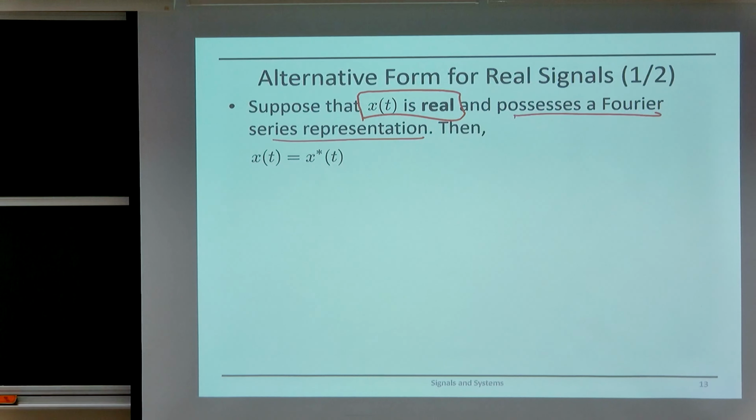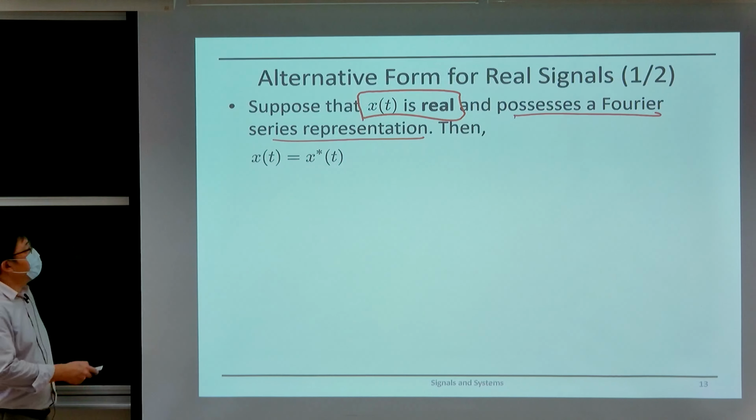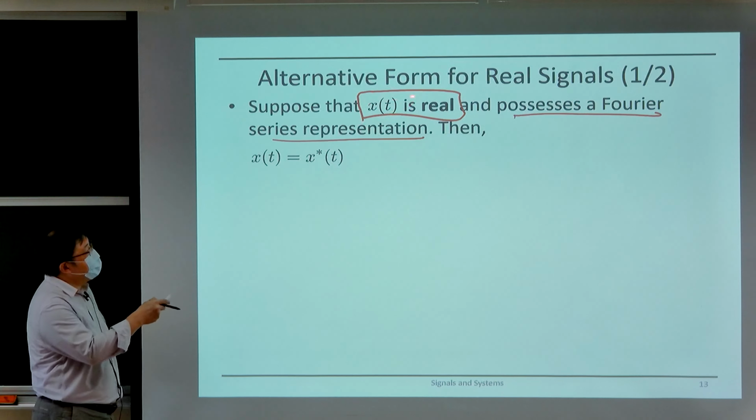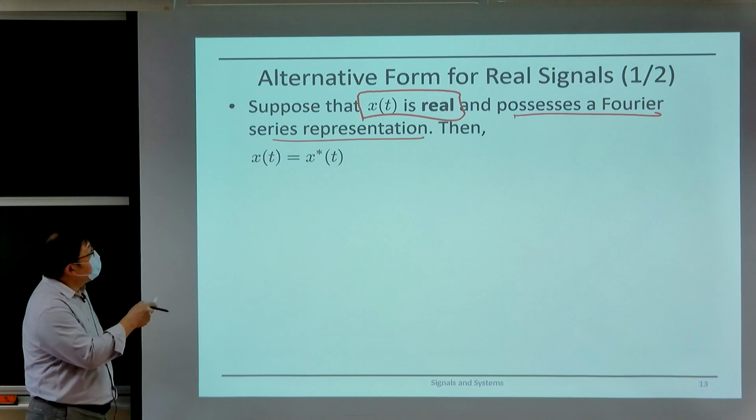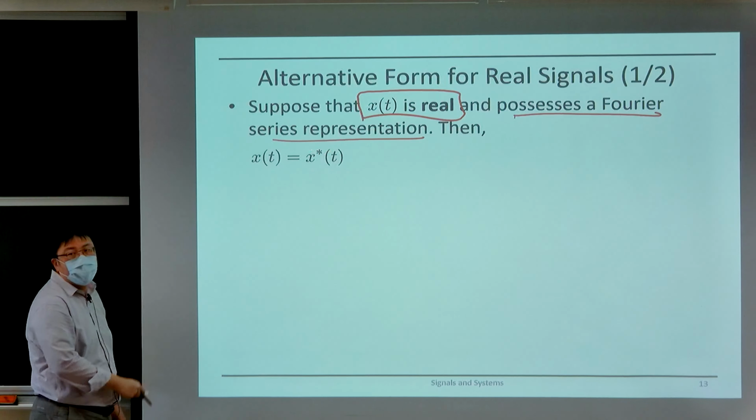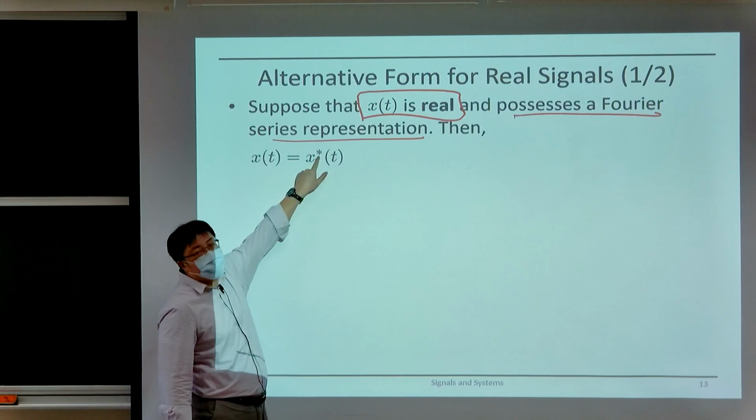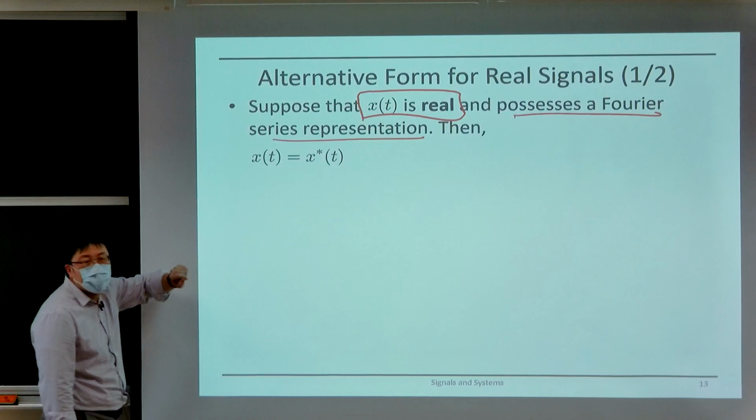Now you can show this, right? So starting from the fact that if x of t is real, this implies that x of t is equal to its complex conjugate. Okay, so this is the sign for complex conjugate.